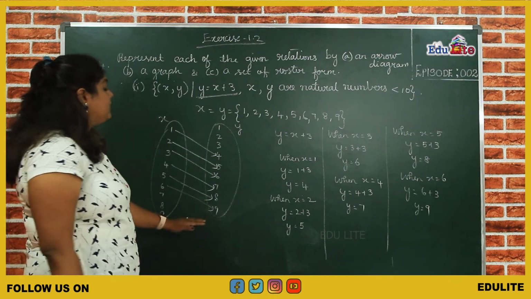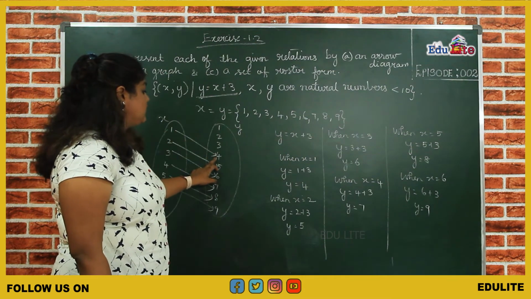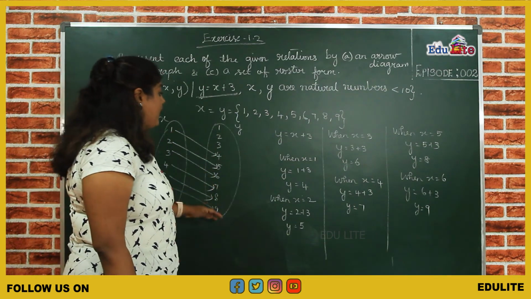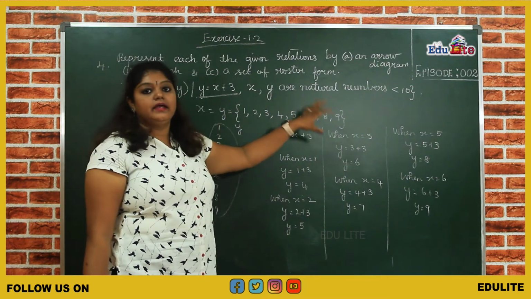So we have paired them in an arrow diagram. When x is equal to 1, y is equal to 4, and similarly for all other values of x, we got the values of y. With the help of these pairs, we will mark them in a graph as well as write them in roster form.